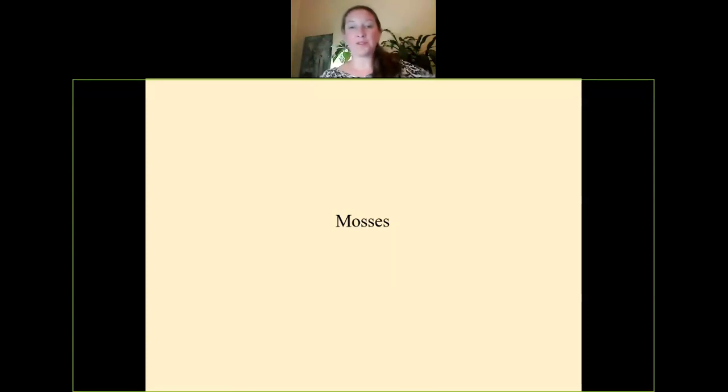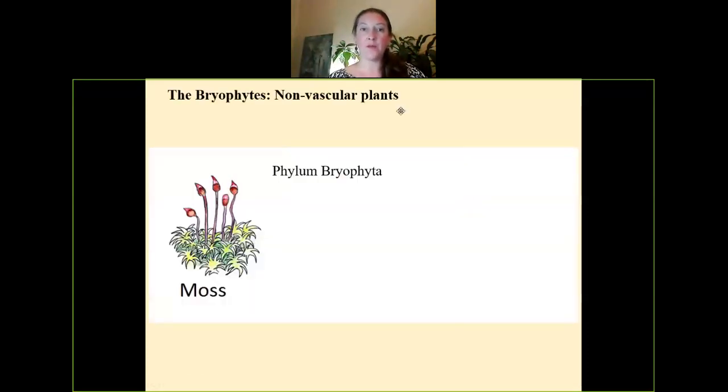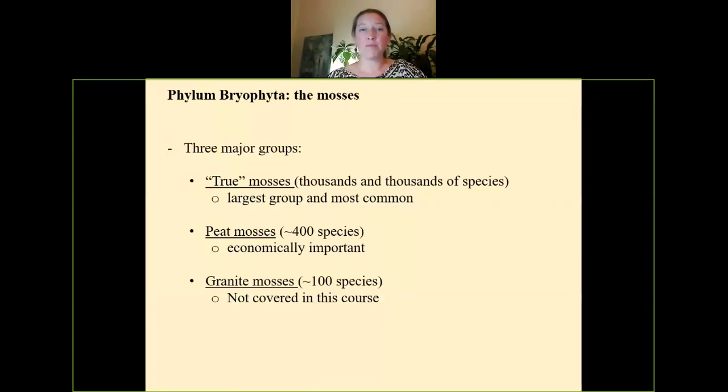All right, here we go. So first we'll talk about the mosses. As I mentioned in the first part of this class, the mosses are in the phylum Bryophyta, right? Phyta lets you know we're talking about a phylum here. And there are three major groups in the mosses. The true mosses, which are the most common. All of the mosses are mosses, but there are some that are called the true mosses. And then the peat mosses, which have an economic importance. We use peat moss for different applications. And then there's granite mosses. We don't cover granite mosses in this course.